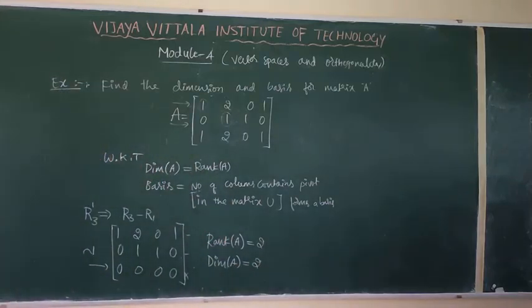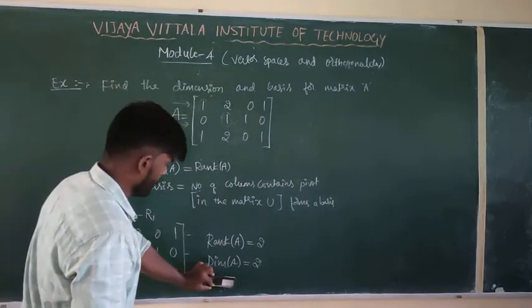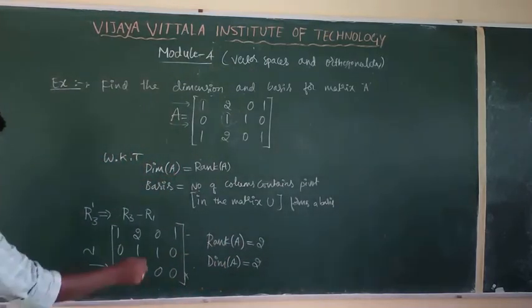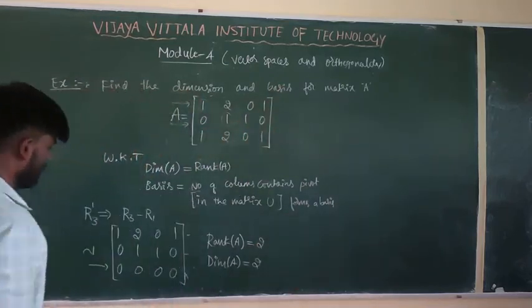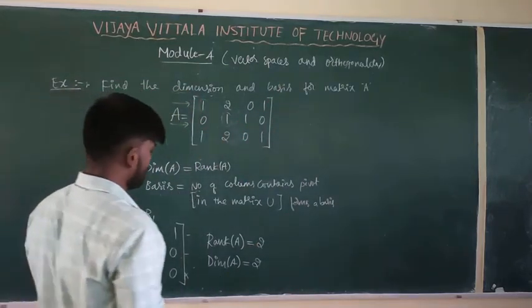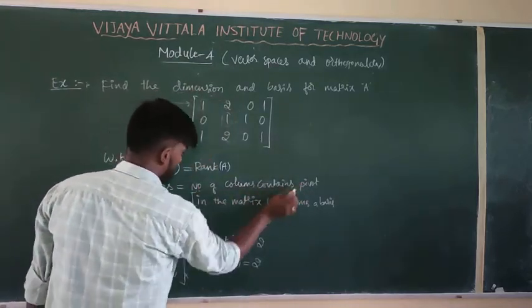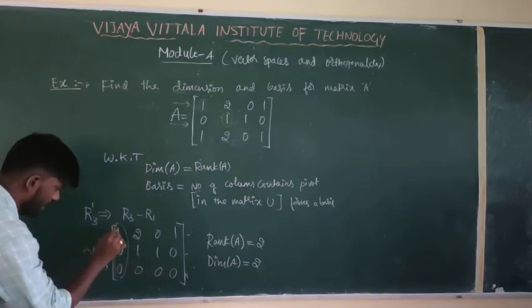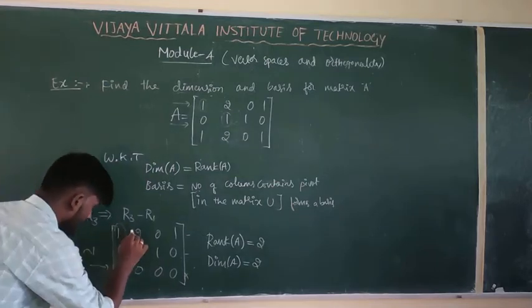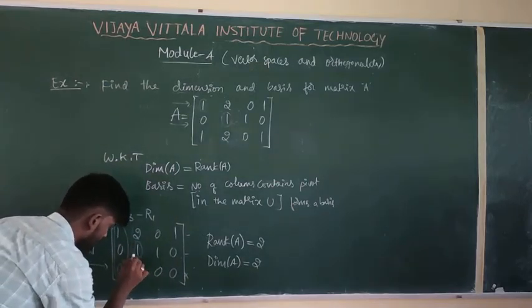Okay. Here the rank is 2, therefore we have already found the dimension. To find the basis, what is the basis? The basis is the columns that contain pivots. Here the pivot element is 1, a non-zero element, and here the pivot element is this one.